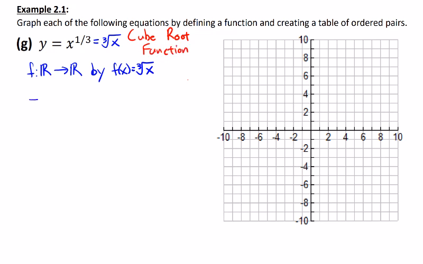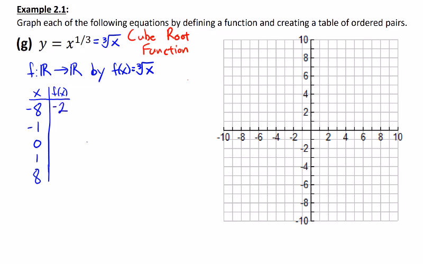And for making a table, you can make the table using, again, any real number that you want. However, it would be wise if you used some nice values. I say nice because they wouldn't require you to have to use a calculator. For example, I start with -8, -1, 0, 1, and +8 are all going to be really nice values. And when you take the cube root of -8, you'll end up with -2.